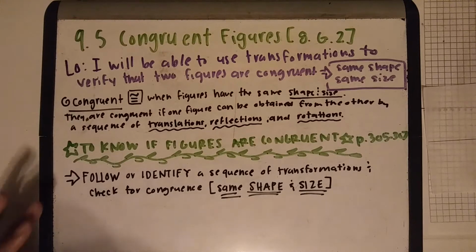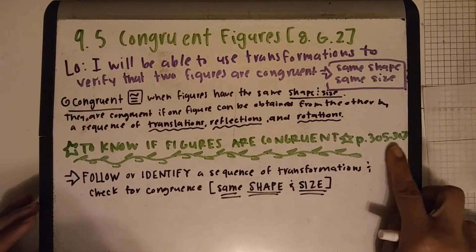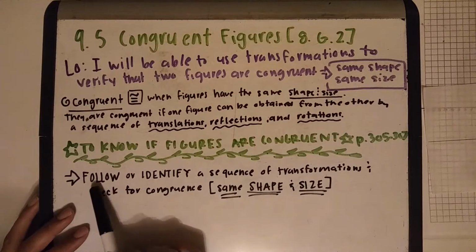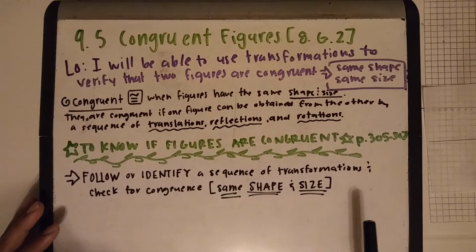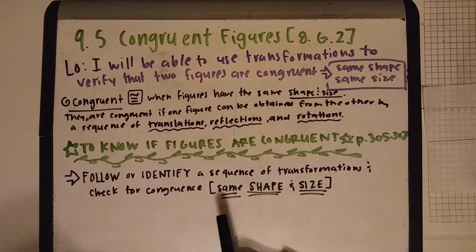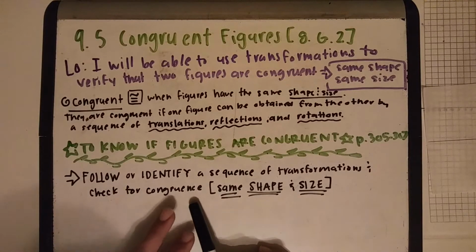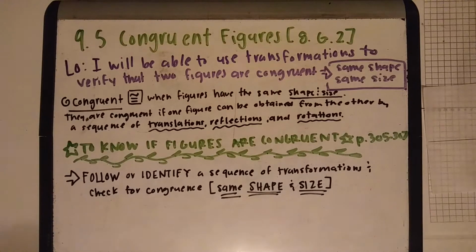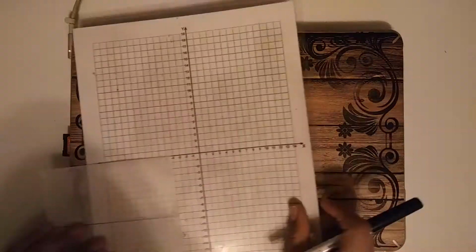Okay, so again, how do we know if the figures are congruent? You can look at your book, pages 305 and 307. You'll see different sequences there, but basically you either follow or identify a sequence of transformations to be able to check if they're congruent. And again, congruence means that they have the same shape and the same size. So let me give you some examples, and I'll give you some to do.